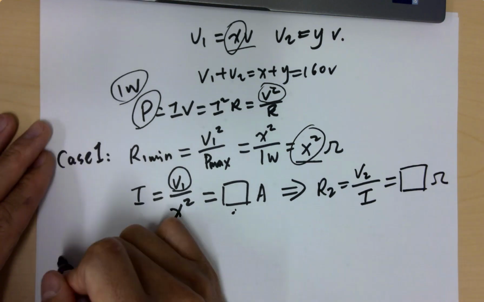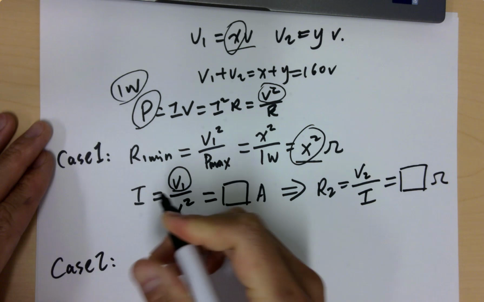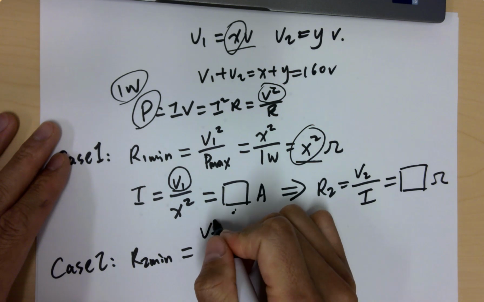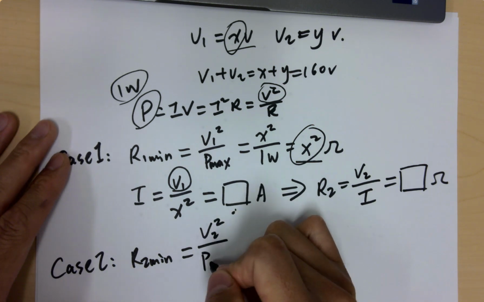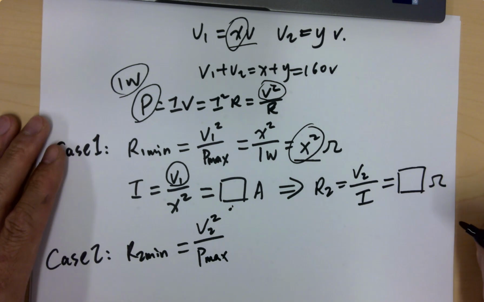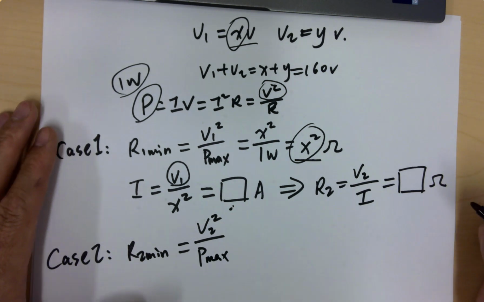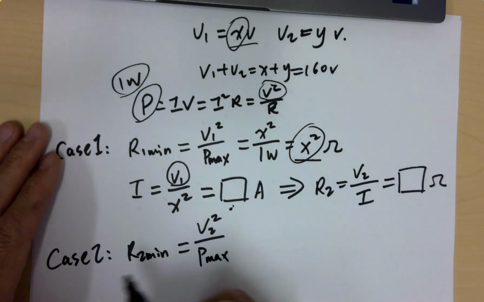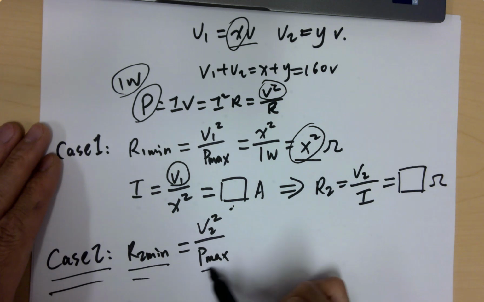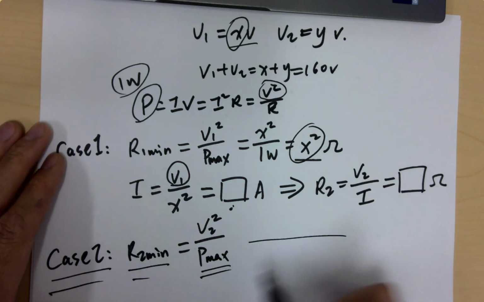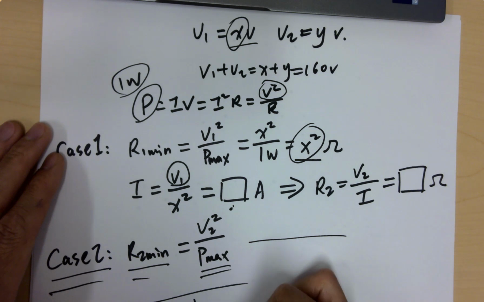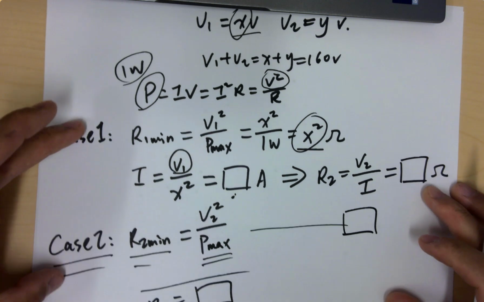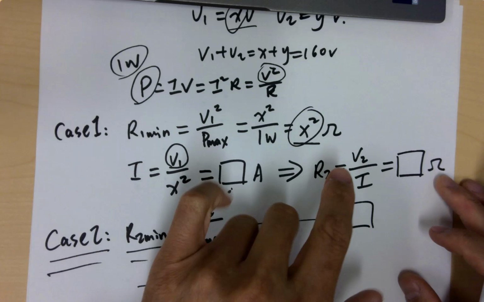That's case 1. So for case 2, you assume that R2 is taking all the 1 watt power, because you don't know which one is going to take that 1 watt. It's unlikely that both of them are reaching the power rating at the same time. So assume in case 2 R2 takes the entire 1 watt and go through the same thing to calculate R1. So you get R1 and R2 in this case as well. Eventually you have 2 sets of R1 and R2.